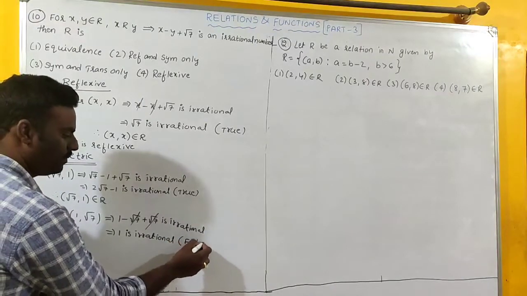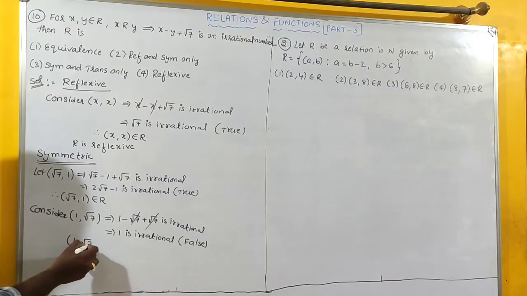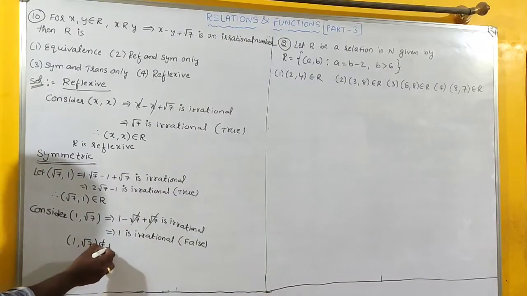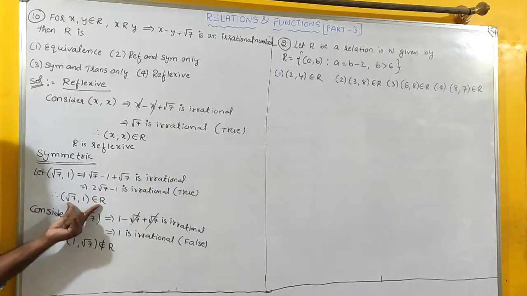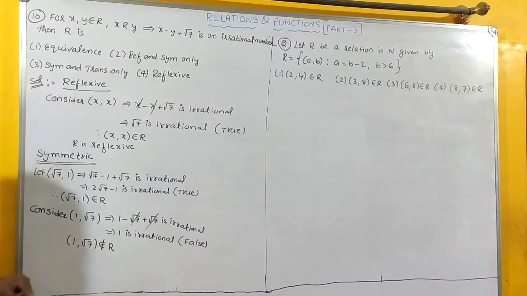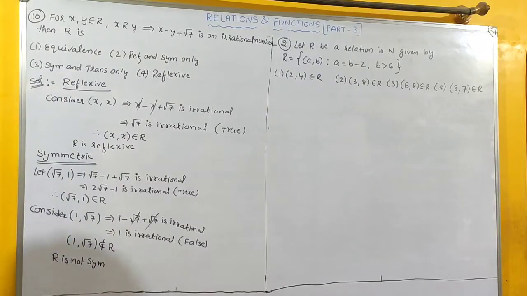Therefore, 1 comma root 7 does not belong to R. Now A comma B belongs to R, but B comma A does not belong to R, then R is not symmetric. R is not symmetric. Now it is reflexive, but it is not symmetric.